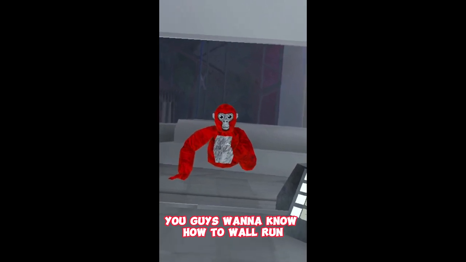You guys wanna know how to wall run? So, what you need to do, a mistake that people make is that you can't do this. Like, you don't go with your hand like this. You have to make sure your hand's on your side. So you do it on both sides while going up. And once you do that, it's easy.